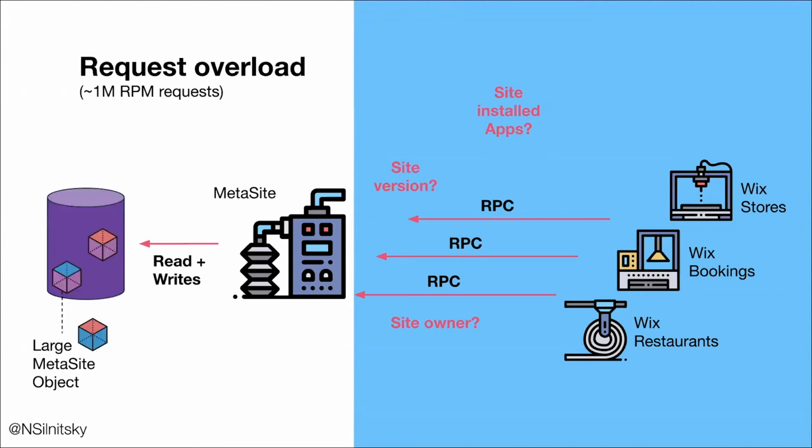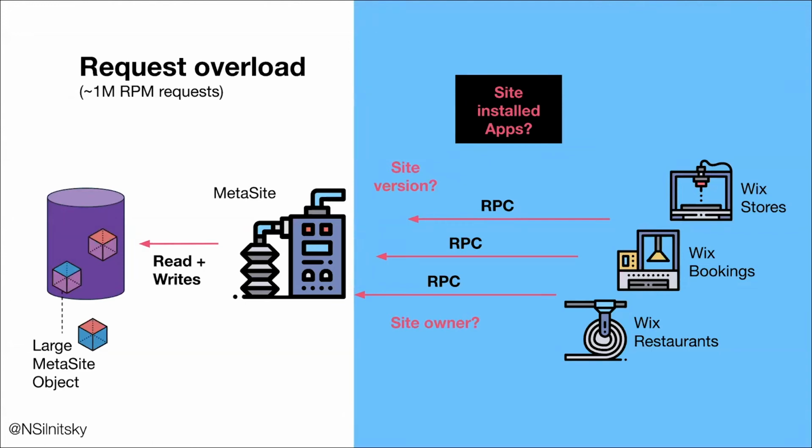So the database became really clogged and loaded in high contention for read and write, with more than 1 million requests per minute, because it stored all of the Metasite need in one object on the database. So the team decided that they're going to split some of the flow here, specifically the installed apps contexts.